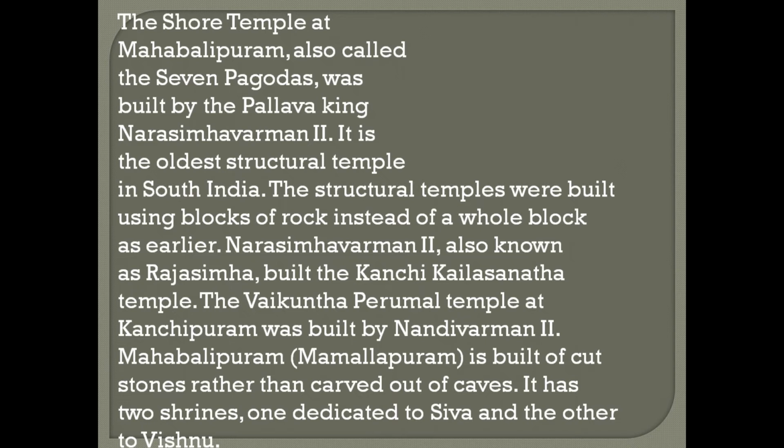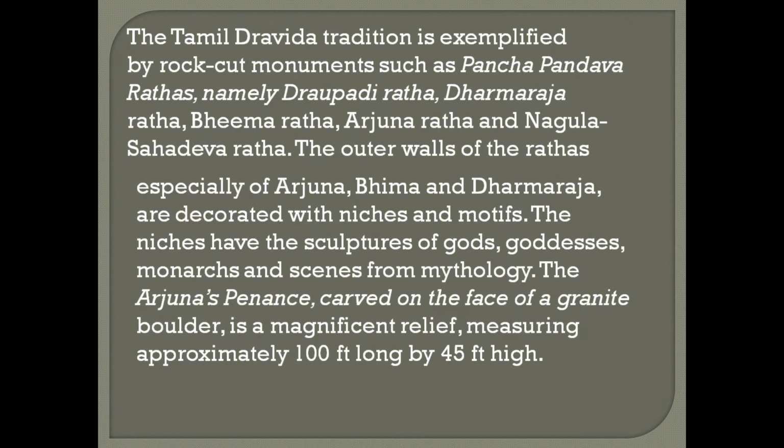The Shore temple at Mamallapuram is built of cut stones rather than carved out of caves. It has two shrines, one dedicated to Shiva and the other to Vishnu. The Tamil Dravida tradition is exemplified by rock cut monuments such as the Panchapandava Rathas, namely Draupadi Ratha, Dharmaraja Ratha, Bhima Ratha, Arjuna Ratha, and Nakula Sahadeva Ratha. The outer walls of the Rathas, especially of Arjuna, Bhima, and Dharmaraja, are decorated with niches and motifs.